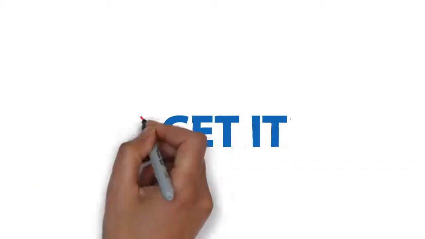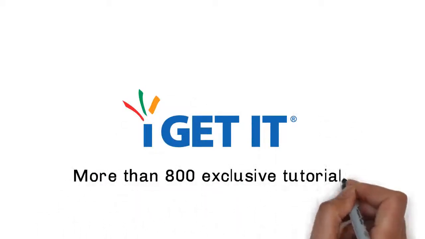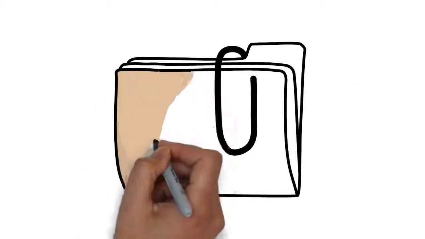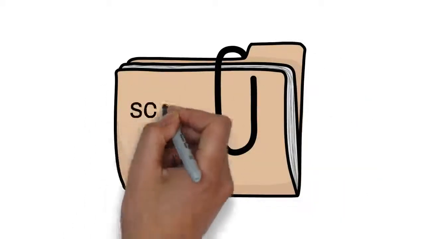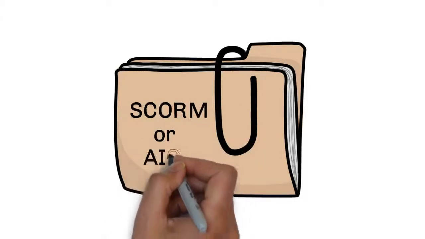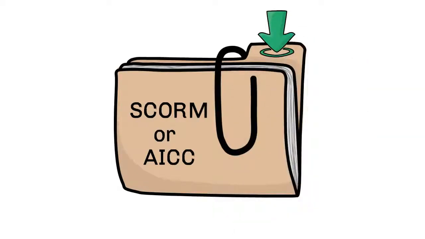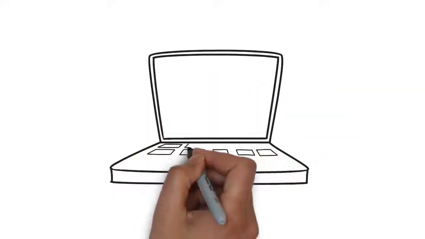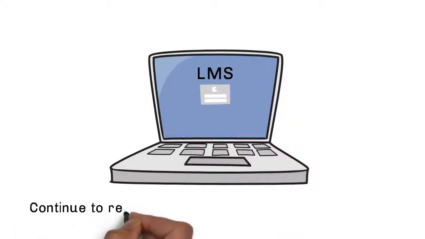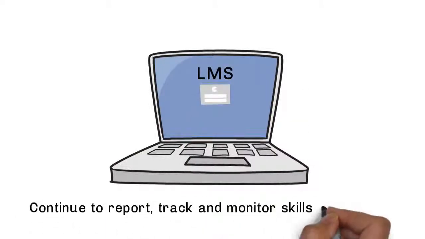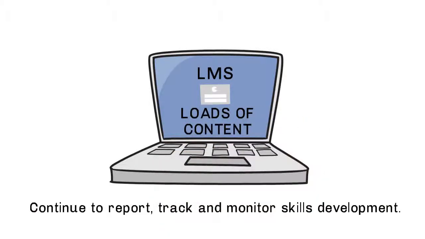This extensive library of more than 800 exclusive tutorials can be accessed through a current LMS by simply downloading a single plug-and-play file. Learning management systems compatible with SCORM or AICC files instantly become more effective and valuable when supplemented with iGetIt. iGetIt enables managers to continue using everyday functions of the learning management system for reporting, tracking, and monitoring skills development, but with the added value of loads of new content.